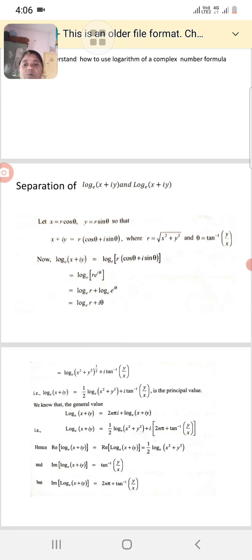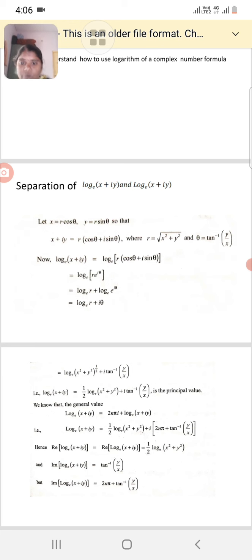For the general value, we take capital Log of x plus iy, and that is equal to 2n pi i plus log of x plus iy. We know the value of log of x plus iy, so that is equal to 2n pi i plus half of log of x square plus y square plus i times tan inverse of y divided by x. Separating the values, it is 1 by 2 times log of x square plus y square plus i times of 2n pi plus tan inverse of y divided by x.